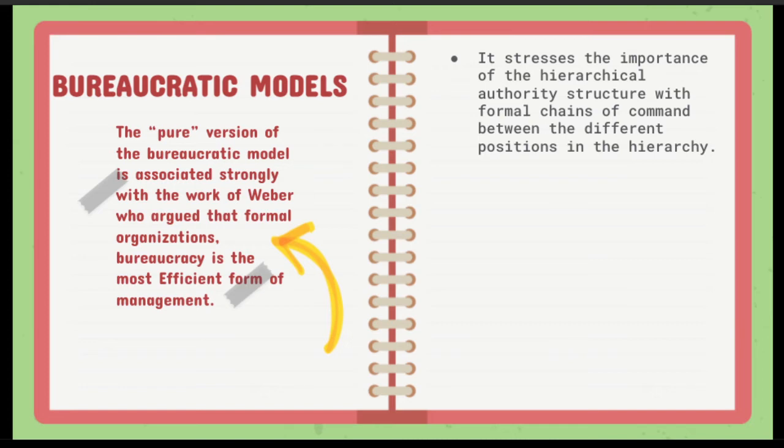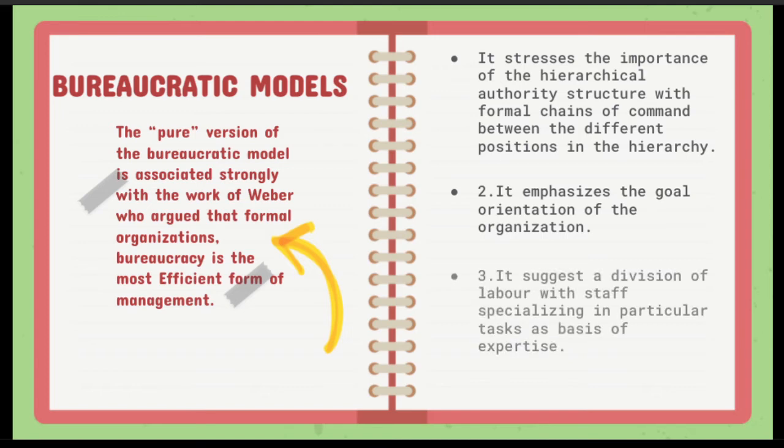It's the most important of all the formal models, the bureaucratic models, because it emphasized the goal orientation of the organization wherein decision making is governed by rules and regulations rather than personal initiative. It also suggests a division of labor with staff specializing in a particular task based on expertise. The recruitment and career progress of staff are determined on merit as well.